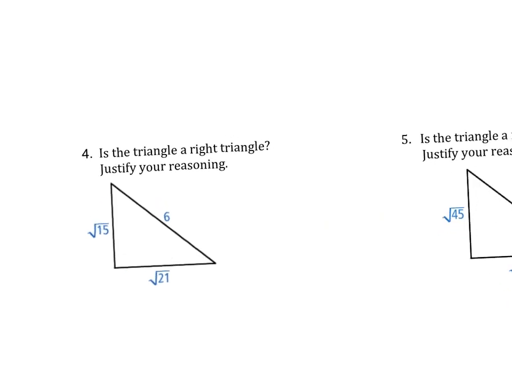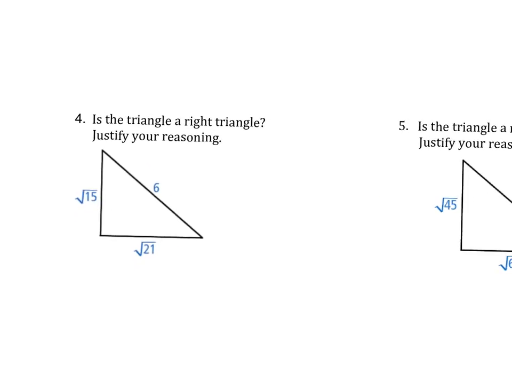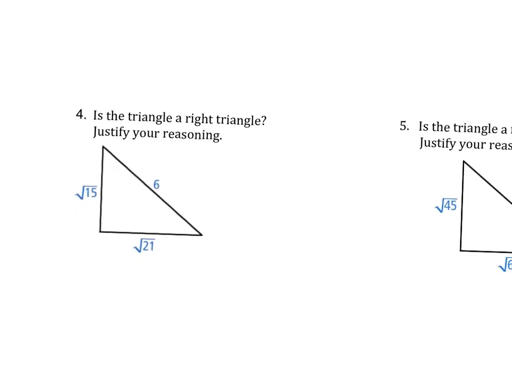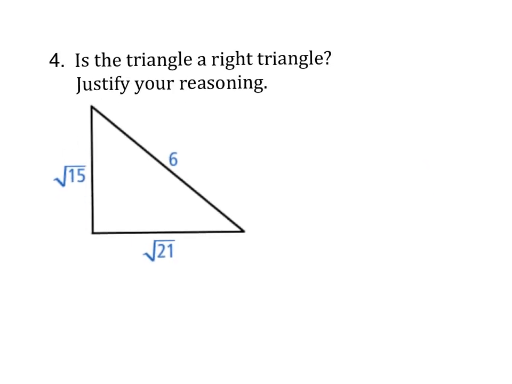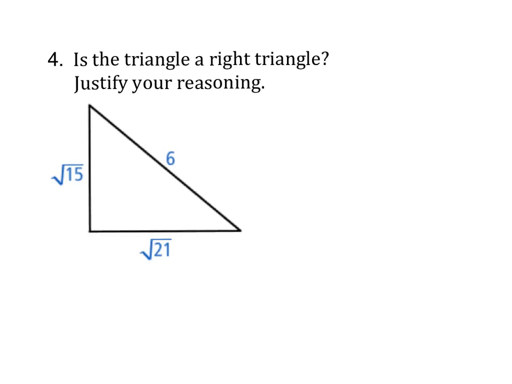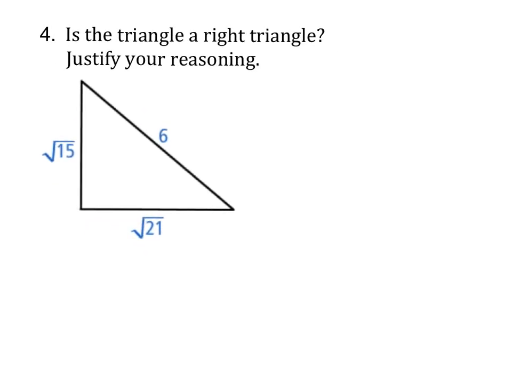Let's look at an example like this where you have some irrational square roots as your side lengths. Let's look at 4 and 5 here. All right, so 6 has to be your hypotenuse. It's the largest side. The square root of 15 is just shy of 4, and the square root of 21 is shy of 5. So you could check that on your calculator to verify it, but you will find that 6 is indeed the largest side. It has to be your hypotenuse.